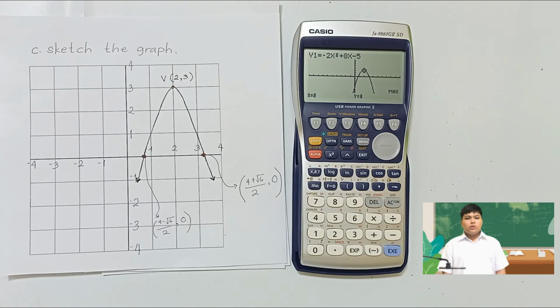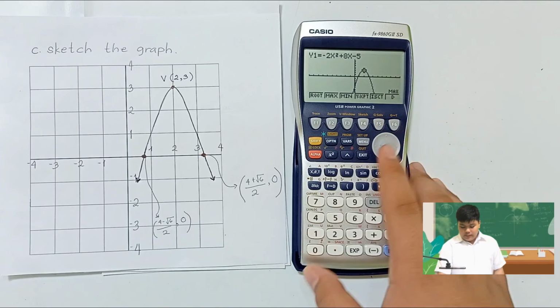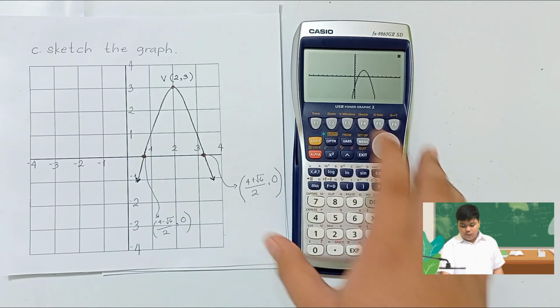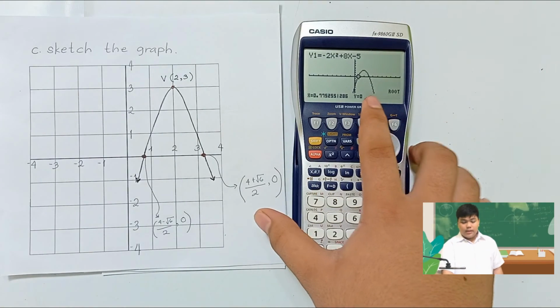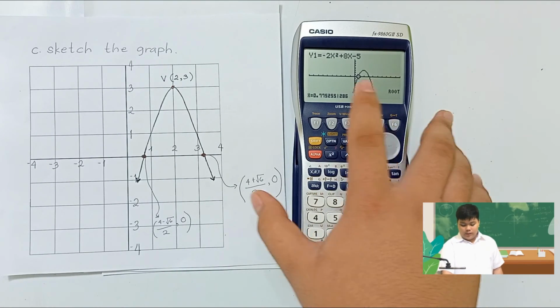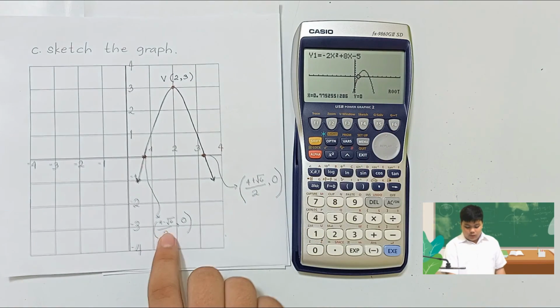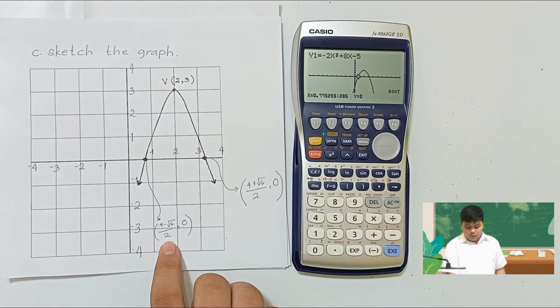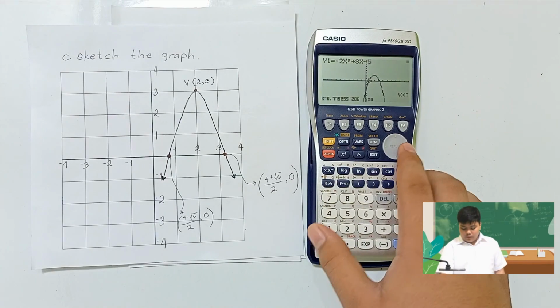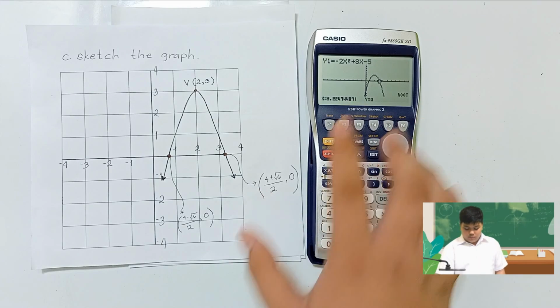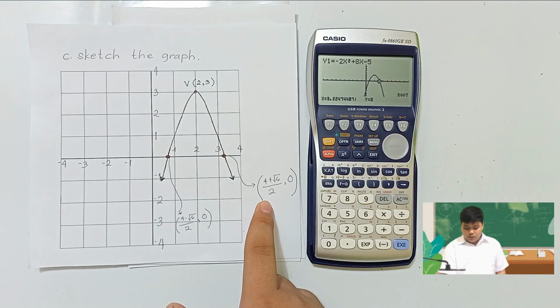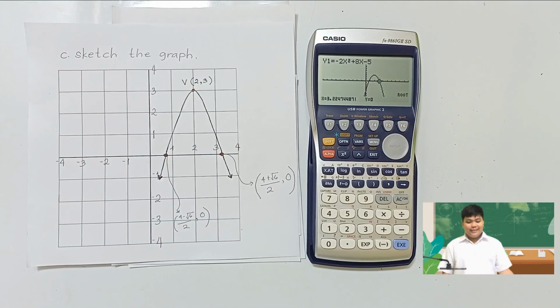Here, we can also find the zeros. To find the zeros, we need to press F5, then select root by pressing F1. So here are our zeros. Our first zero is this one, which is equivalent to 4 minus the square root of 6 all over 2, and the other zero is this one, which is equivalent to 4 plus the square root of 6 all over 2. And now we verified that our manual solving is correct.